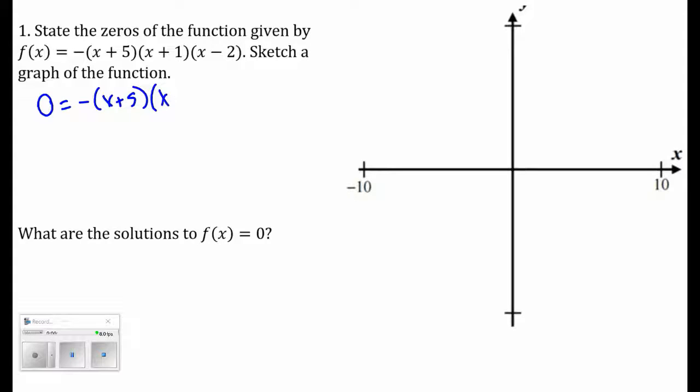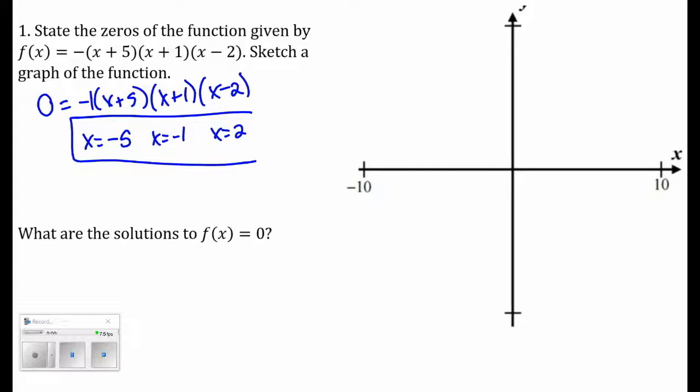And luckily, this polynomial is already in factored form, because once it's in factored form, we can apply the zero product property because it's set equal to 0. So there's really a negative 1. Does negative 1 ever equal 0? No. So we get x equals negative 5, x equals negative 1, and x equals 2. Those are my three zeros.